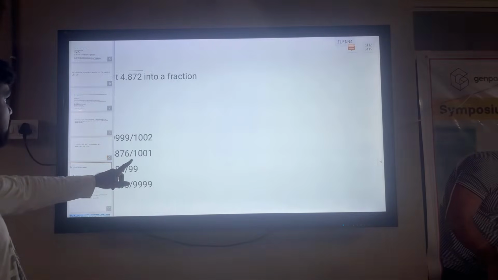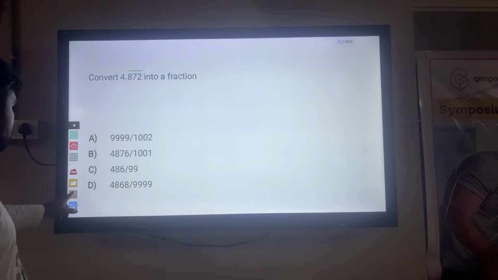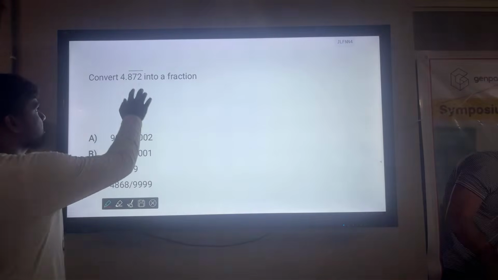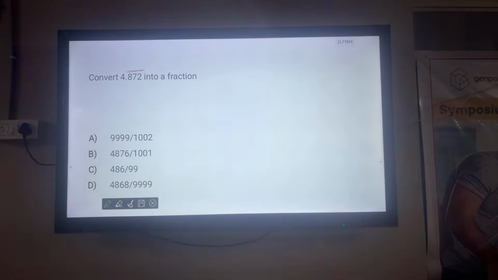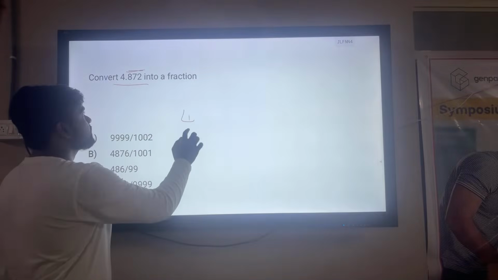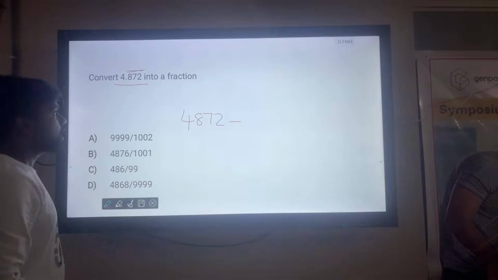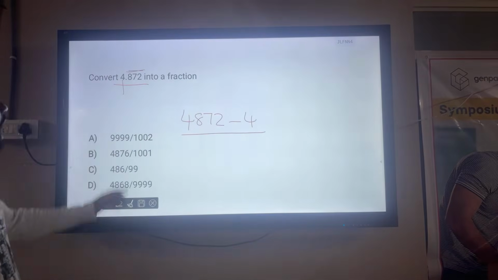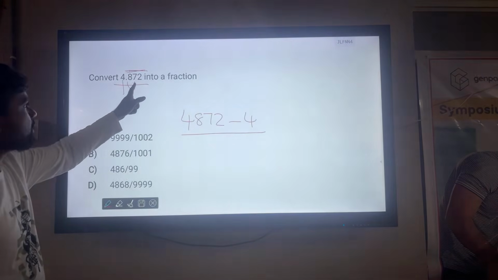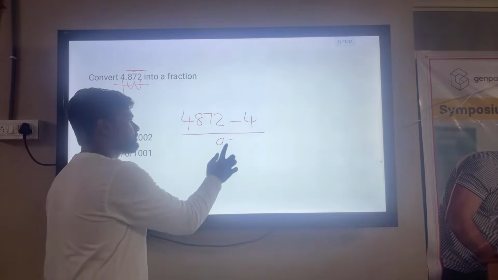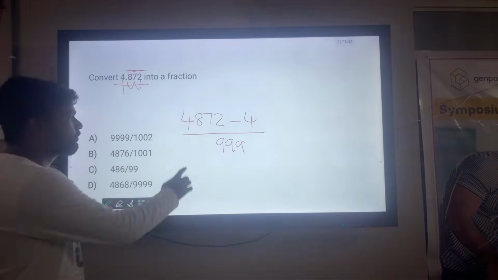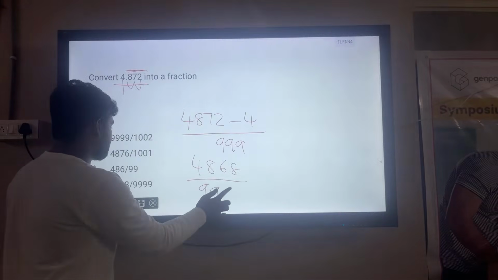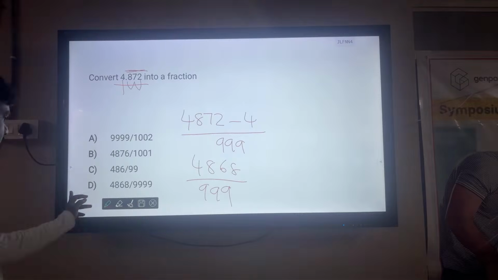Ready? One more question. Convert into fraction. To convert into fraction, the bar is here. First write the number as is, 4872, minus the value which has no bar, written as it is, divided by 9s. After the decimal there are 3 values below the bar, so put three 9s. 4872 minus 4 is 4868 by 999. Option D is the correct answer.